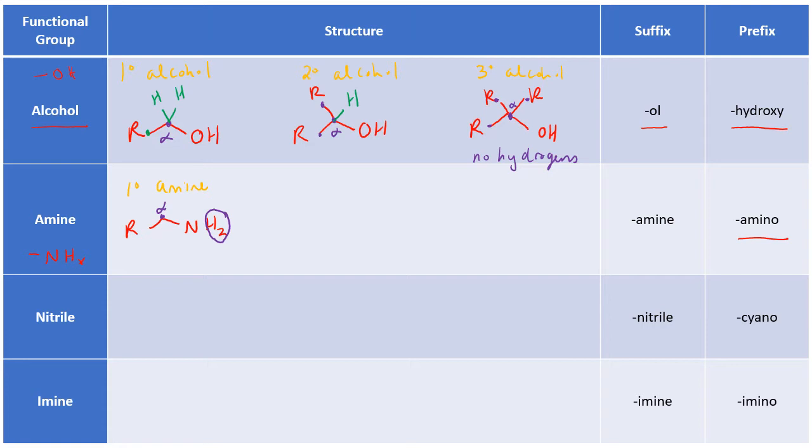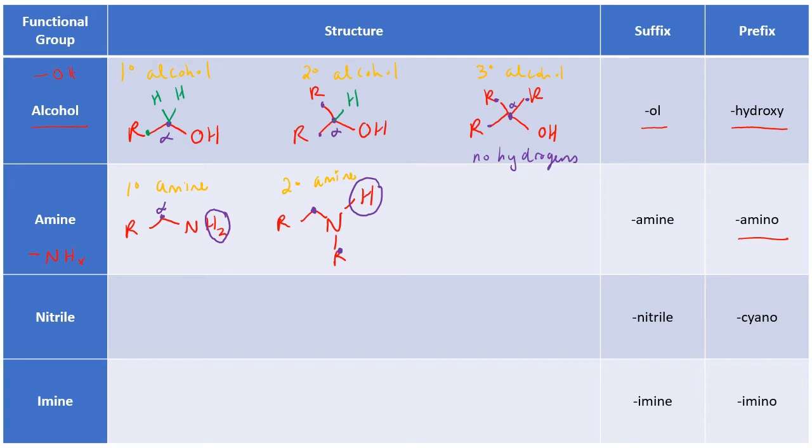If we have 2 carbons directly attached to our nitrogen, so maybe we have some R group here, and then we have another R group here, that would leave us with 1 hydrogen bonded to our amine. So 1 hydrogen here. Here we have 1 carbon, another carbon. This is an example of a secondary amine, where we have 2 carbon chains coming off of that nitrogen.